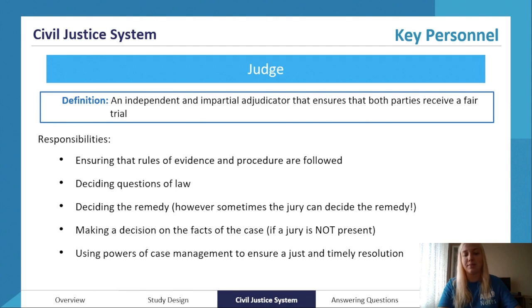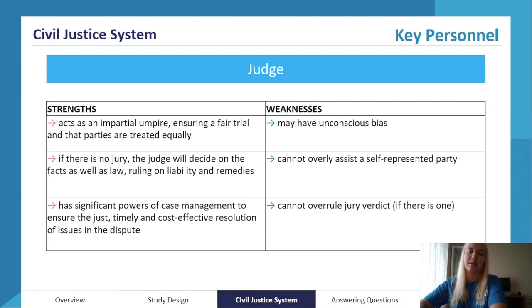both these things. And they will also use their powers of case management, which we'll have a quick look at, but that's the power to give directions and order parties to attend mediation. They will use those powers of case management to ensure a just and timely resolution. Try to make it as efficient as possible, but still fair for the parties. So you need to be able to discuss strengths and weaknesses.